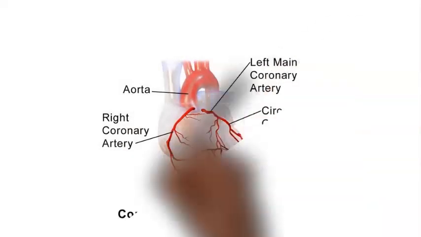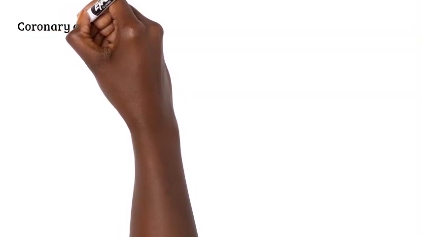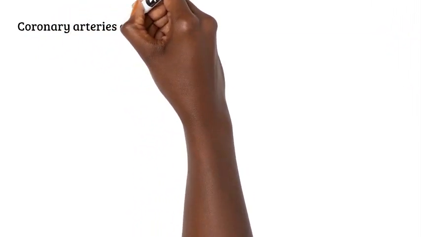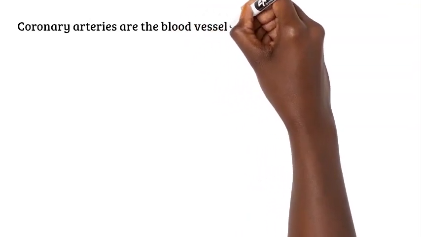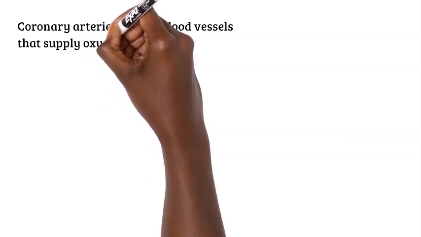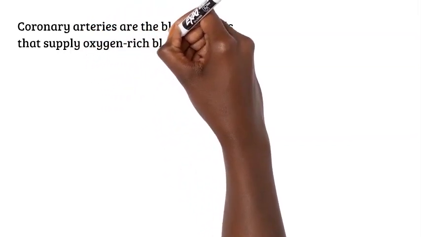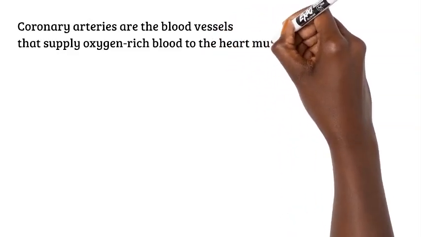Now, the coronary circulation. Coronary circulation involves the coronary arteries. And then these arteries are blood vessels that supply oxygen rich blood to the heart muscles.